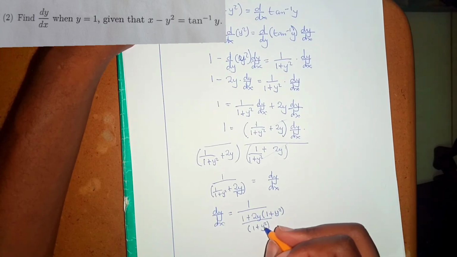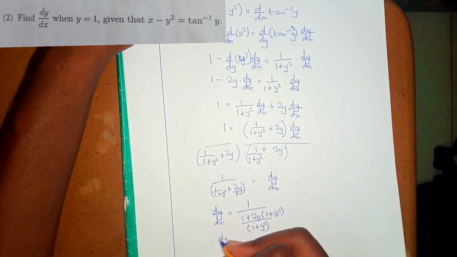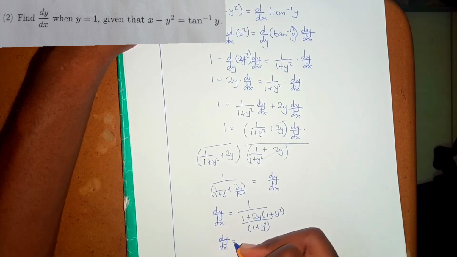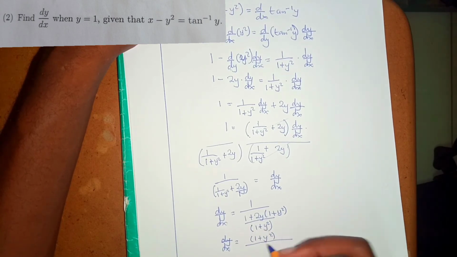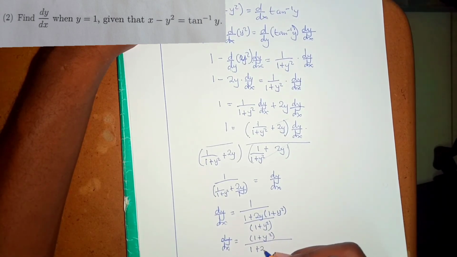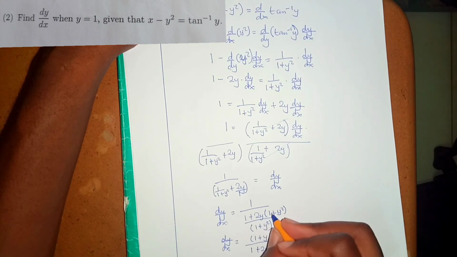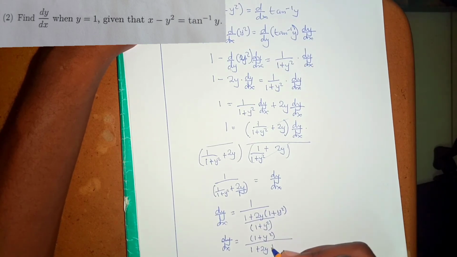Then since this is in the denominator, you can push it to the numerator, dy by dx being equal to 1 plus y squared over 1 plus 2y plus 2y cubed, because when you multiply 2y times 1 you get 2y, and 2y times y squared is 2y to the power 3.